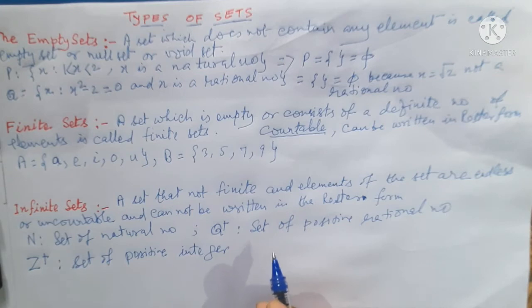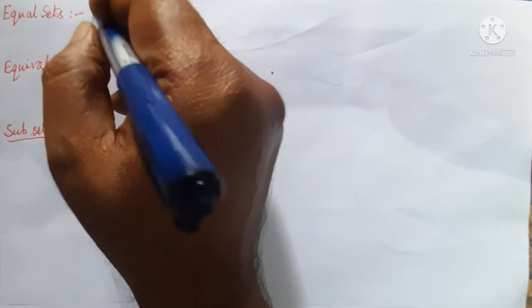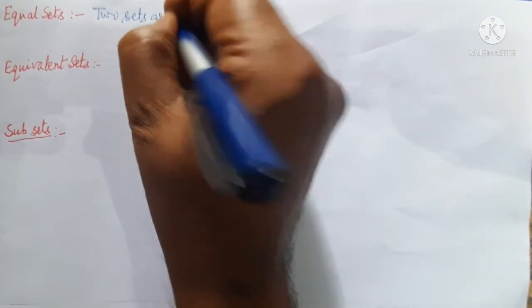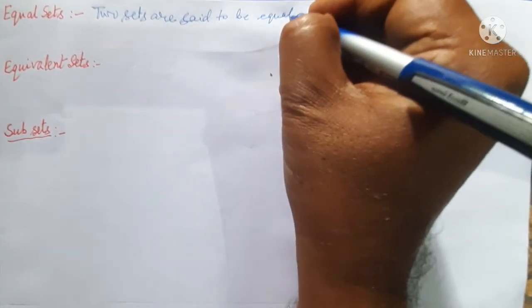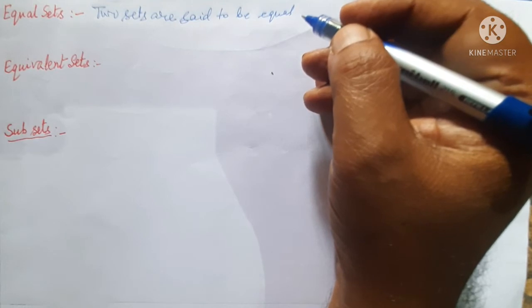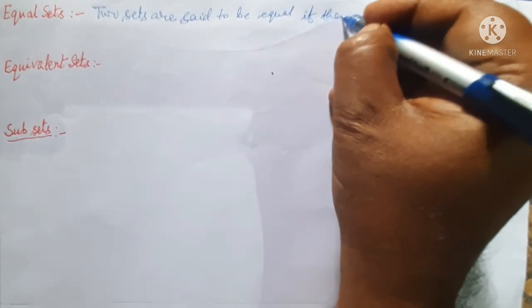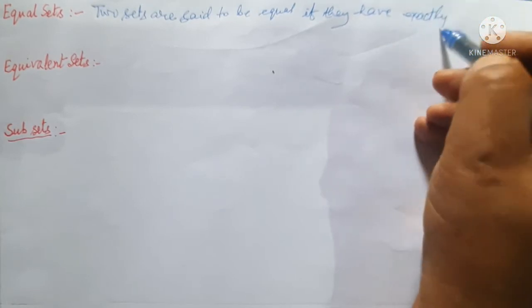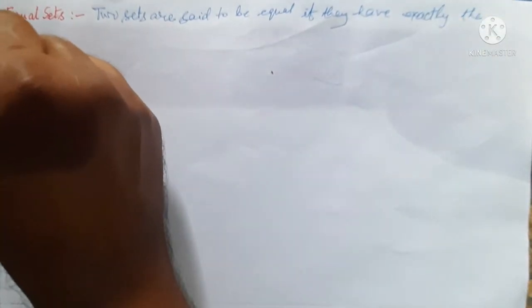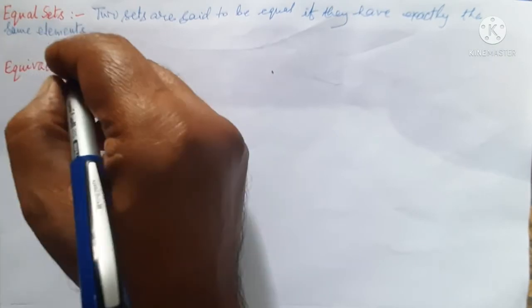Alright, now equal sets. Two sets are said to be equal if they have exactly the same elements.